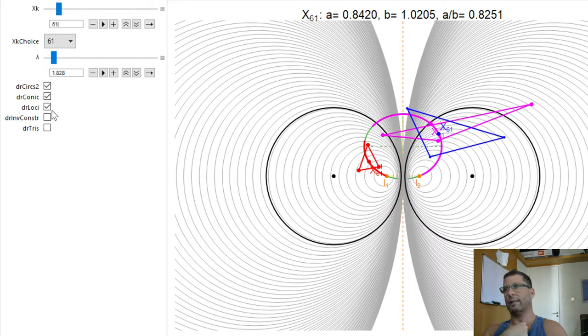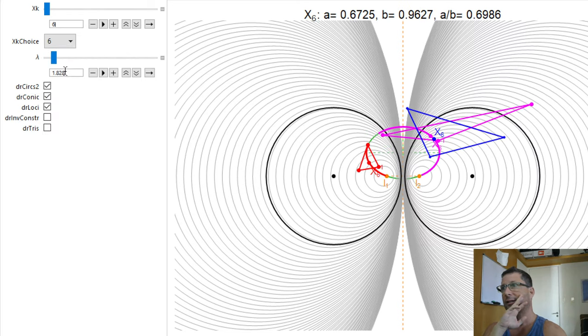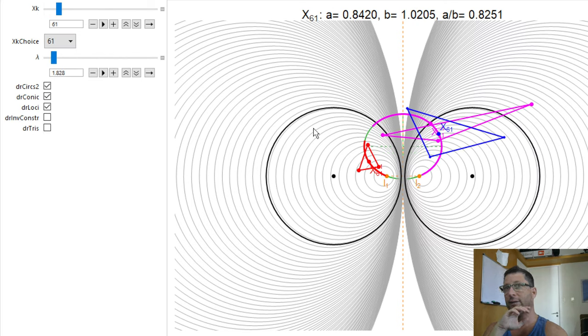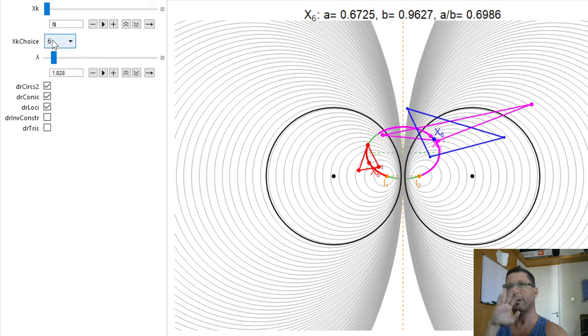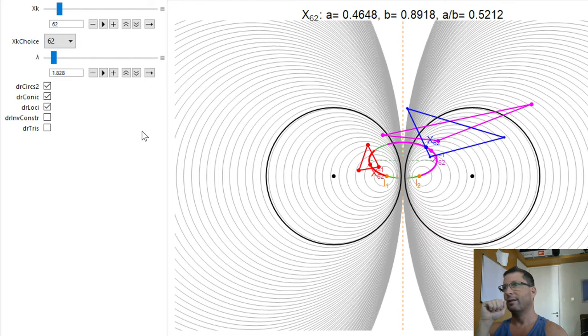X61 is also a conic, very similar to the conic that we had obtained with X6. It's not the same, but it's a conic that is above L1 and L2 and is centered on the radical axis. How about X62? Also a conic, and is this one closer to the one we got with X6? No, so this one seems to be smaller. So the X62 conic is slightly smaller.